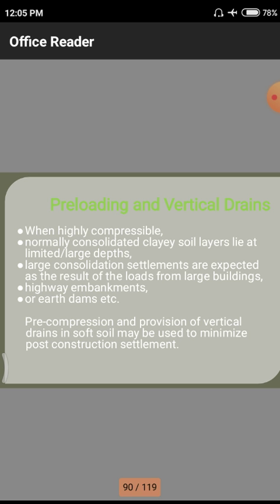After that, we have a small conclusion. This pre-compression and provision of vertical drains in soft soils may be used to minimize the post-construction settlement.